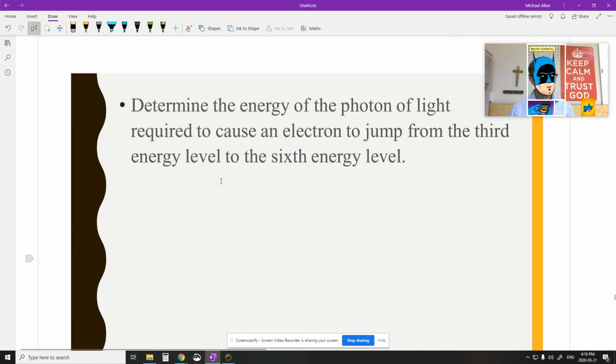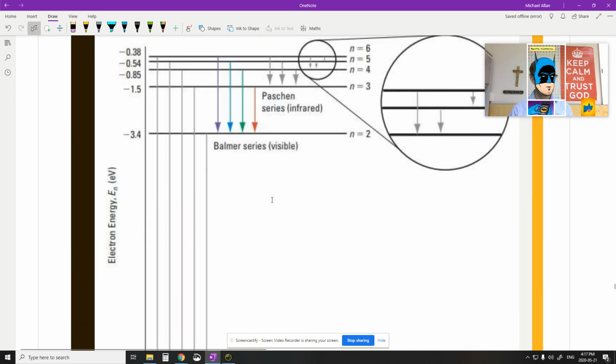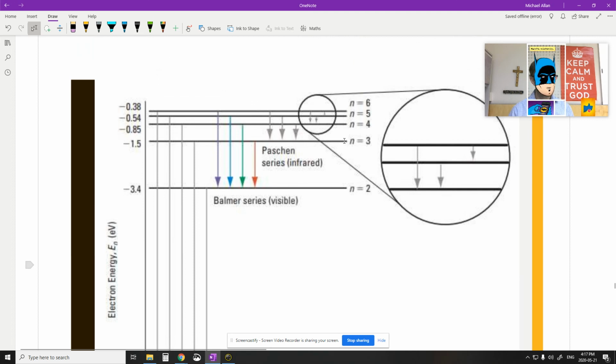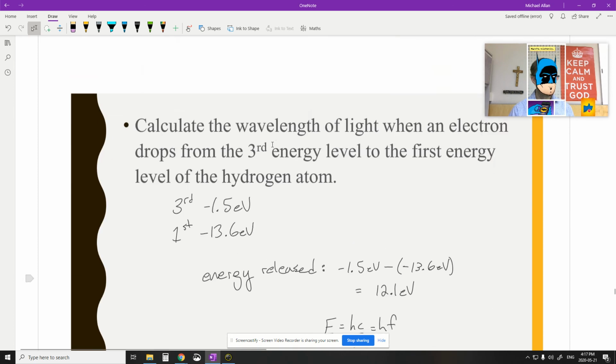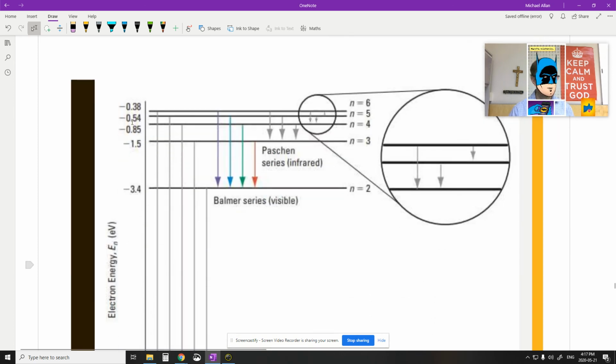Now, what's the energy of a photon of light required to cause an electron to go from the third to the sixth energy level? So I'm going to back up here. I want to go from the third to the sixth. That's in the Paschen series, so it's probably going to be infrared. What's the energy required? And then maybe at the same time, I'll just do the wavelength as well. Why not?